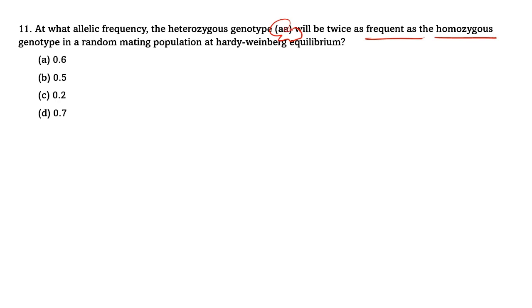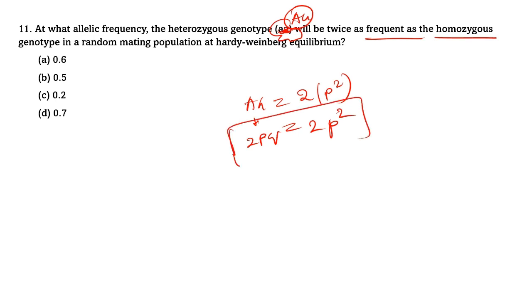So here the genotype is not small a, it is capital A small a. So what will be the allelic frequency if the heterozygous genotype capital A small a is twice as frequent as the homozygous genotype? That means capital A small a is equal to 2 into p square. So capital A small a can also be written as 2pq is equal to 2 into p square. So this is the given equation.